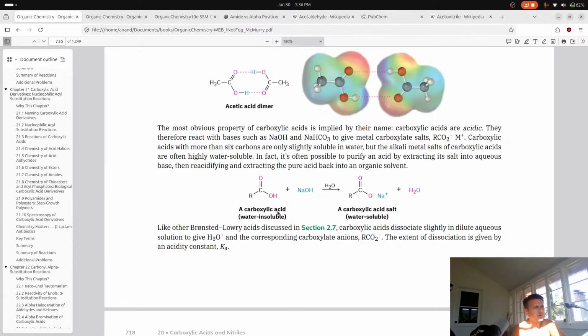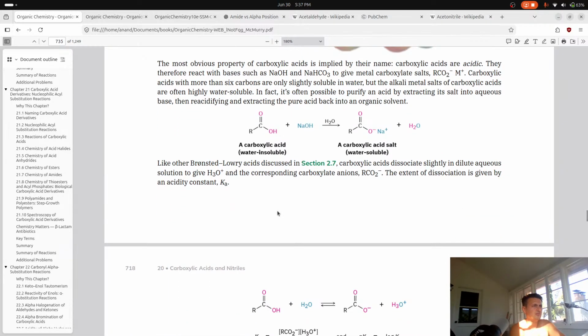It's often possible to purify an acid by extracting its salt into aqueous base, and then reacidifying and extracting the pure acid back into organic solvent. Yeah, I've done that lab before.